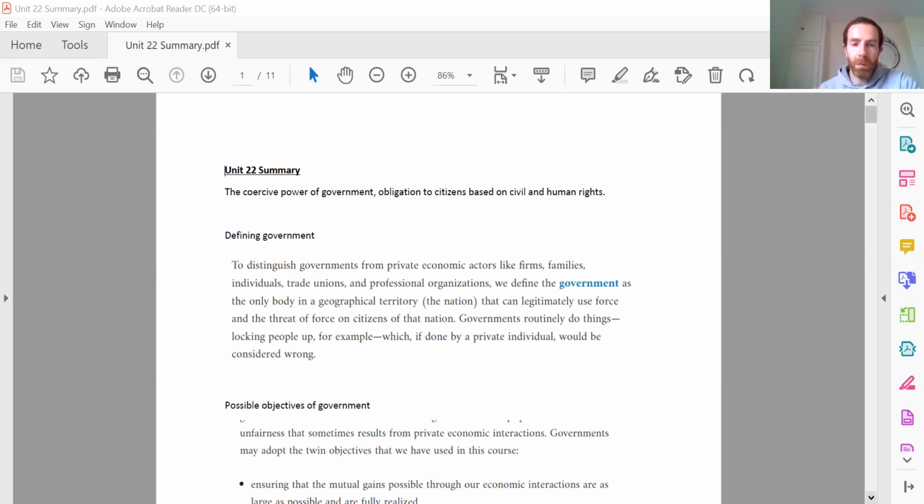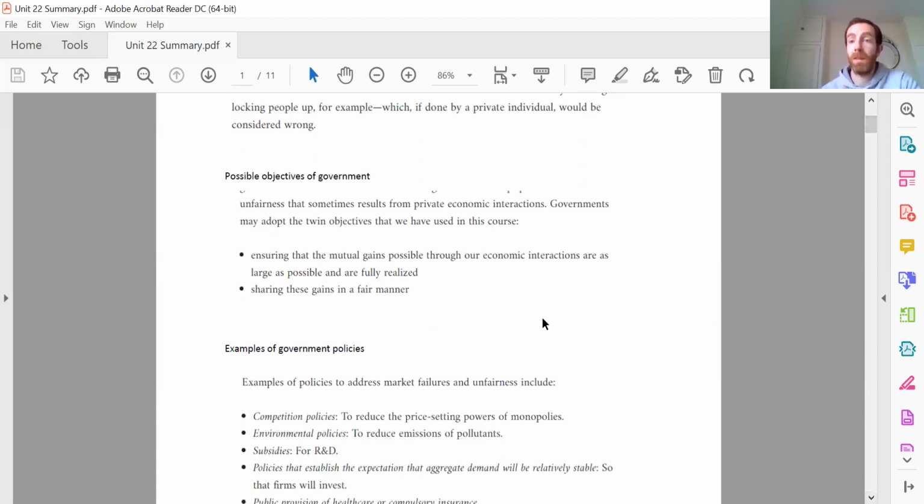So what might a government be aiming to do? That could be a whole sweep of things, but we can imagine two objectives that a government has. One: ensure that the mutual gains possible through economic interactions are as large as possible and fully realized. If economic agents interact with each other, there'll be an outcome. Different economic agents will get different shares of the pie, and the government's role is to make sure that the pie is as large as possible and fully realized, but that the share of the pie that different people get is distributed in a fair manner.